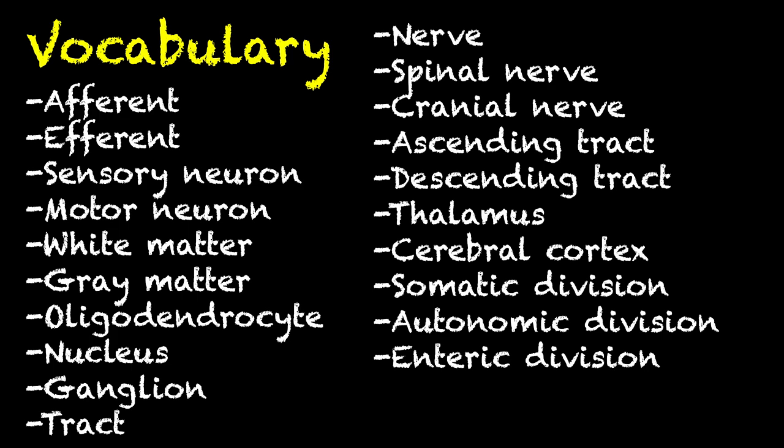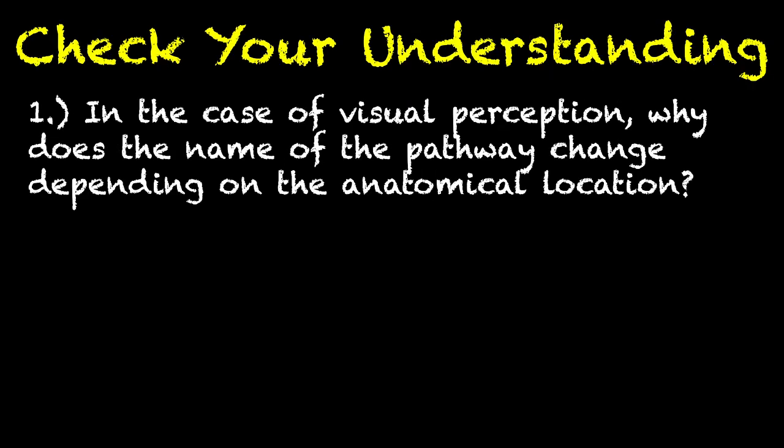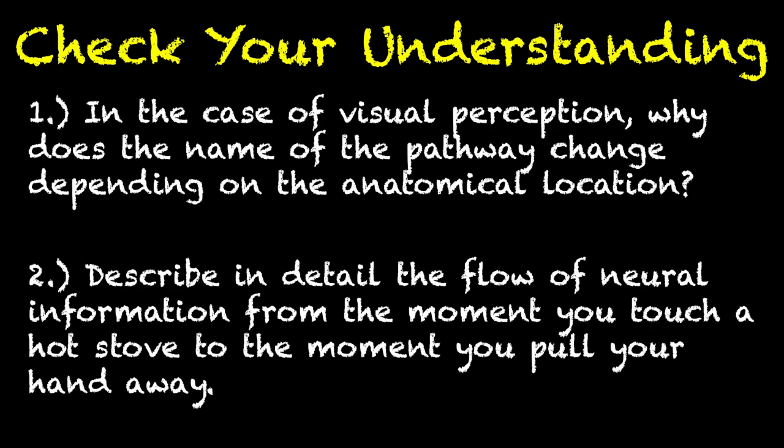Okay, that's going to wrap up this video. Here is a list of vocabulary terms you probably ought to be aware of. And then for checking your understanding, number one, in the case of visual perception, why does the name of the pathway change depending on the anatomical location? And number two, describe in detail the flow of neural information from the moment you touch a hot stove to the moment you pull your hand away.